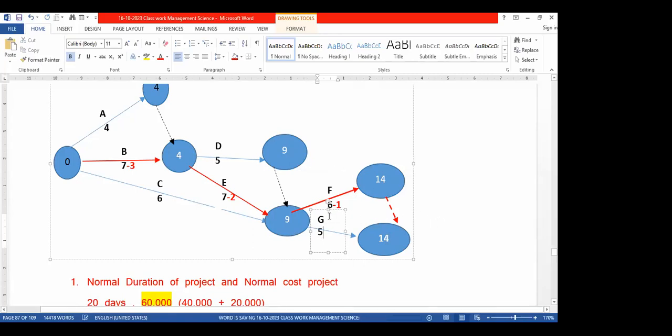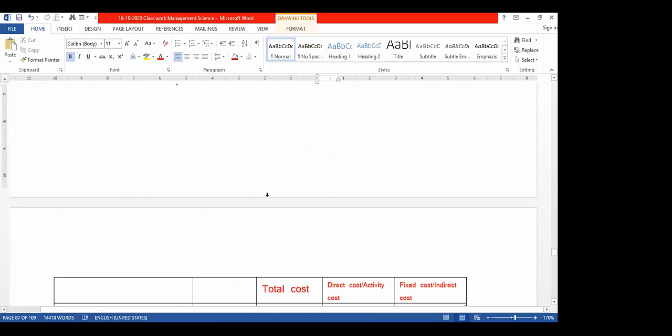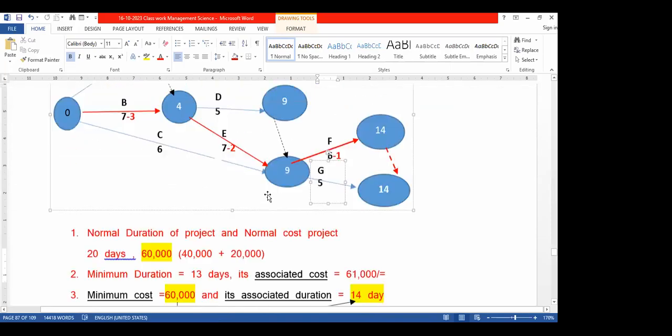So make a remark on why we are not reducing all 2 days. The reason is the current critical path cannot become a non-critical path. That is a violation. But a non-critical path can become a critical path. So with that principle, now you see we are making the adjustment.